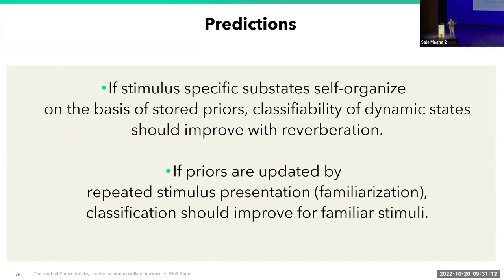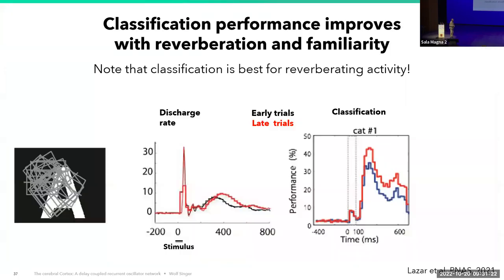Moreover, if the priors are updated by repeated stimulus presentation, we call this perceptual learning or familiarization, classification should improve for familiar stimuli. And this is what you see. Again, throwing a letter over these receptive fields. This is the responses of the ensemble of neurons. So there's a first transient response, very fast, that is followed by reverberating activity. The stimulus is short, it's only here. And then you train linear classifiers to decode stimulus identity from these high dimensional vectors.